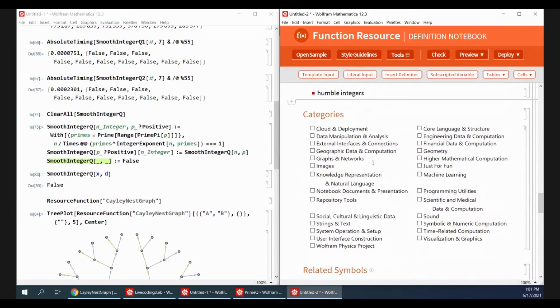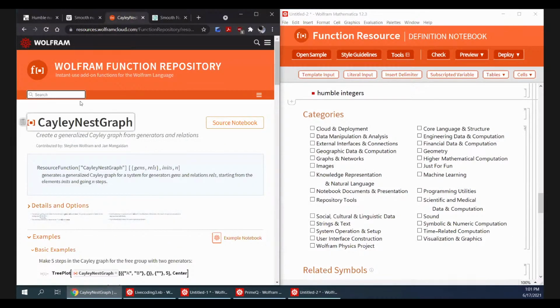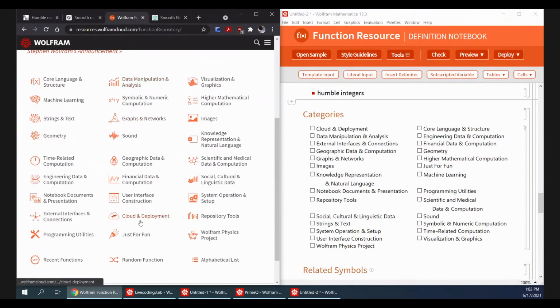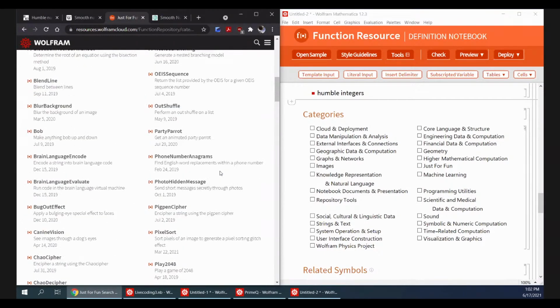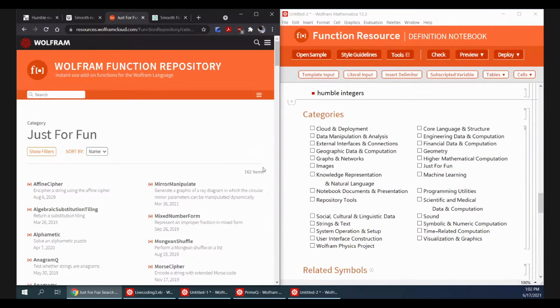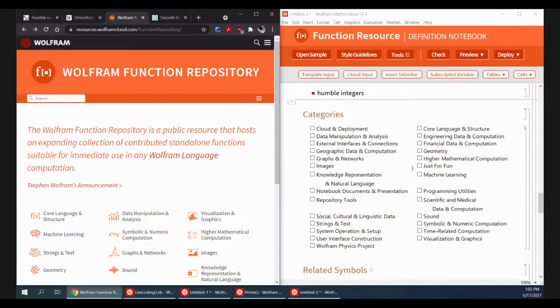Then we've got categories. There's a lot of these, but what these show up in is, there it is. These are all the categories so that people can say, oh, what's for fun? Here's a bunch of fun functions. There's a lot of them. Fun is in the eye of the beholder. True. It really is. Well, it's in the eye of the author, at least.